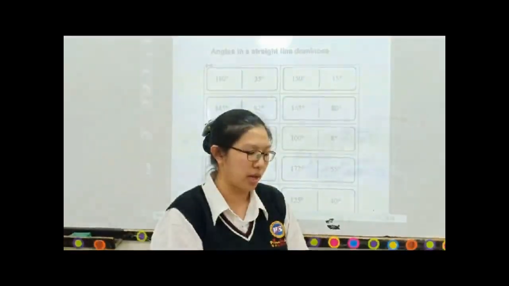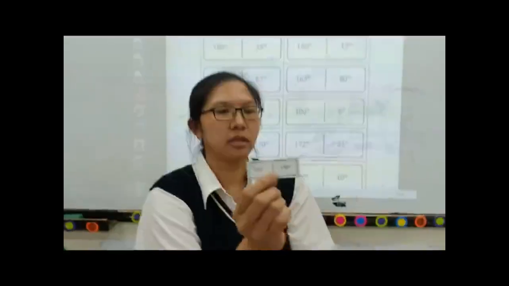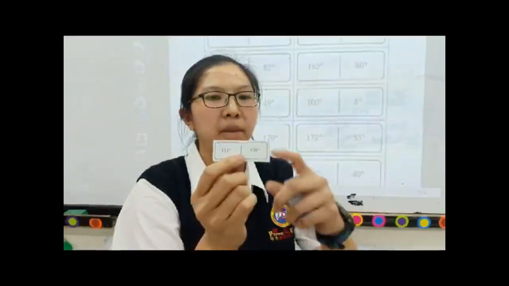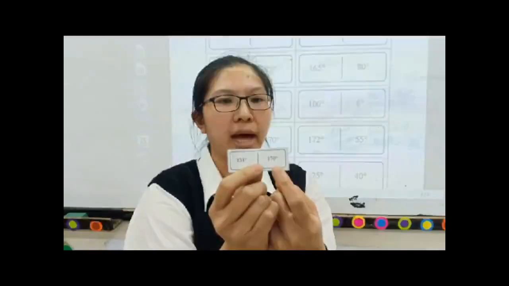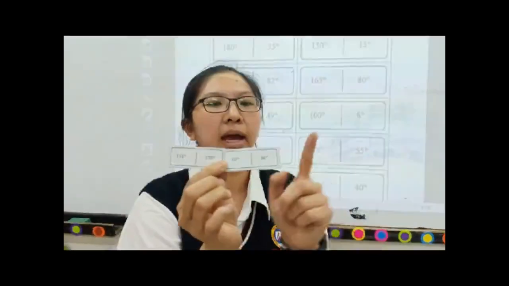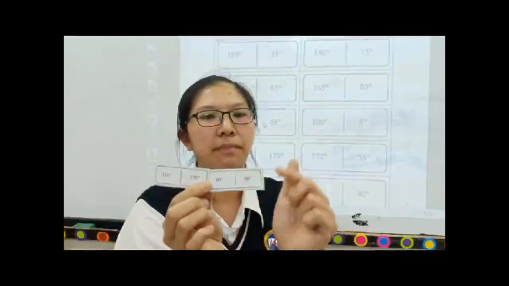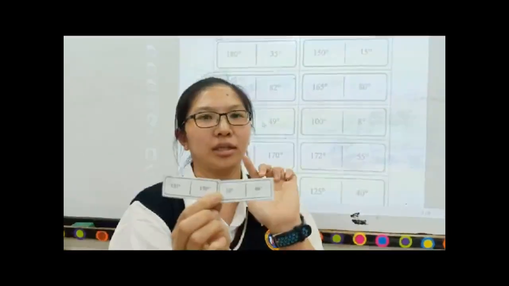Basically what you're gonna do is, let's say I have this card, this is my card. My opponent should take another card which can add this angle to a straight line. So remember, angle on a straight line add up to 180 degrees. Let's say my opponent have this card, so my opponent can put it like this. The next player can find another card which can sum this number to 180 degree, and so on. The winner is the one who has the card finish first.